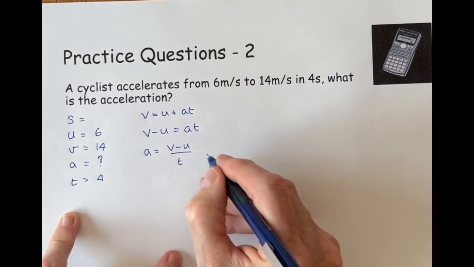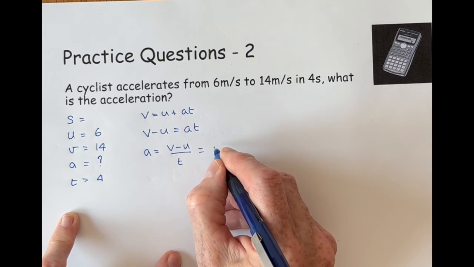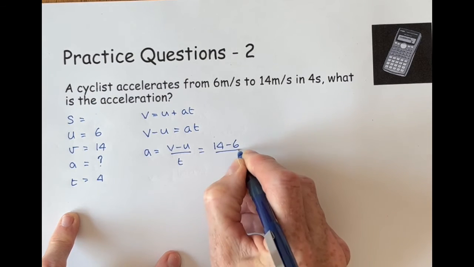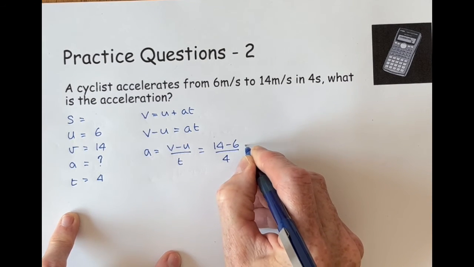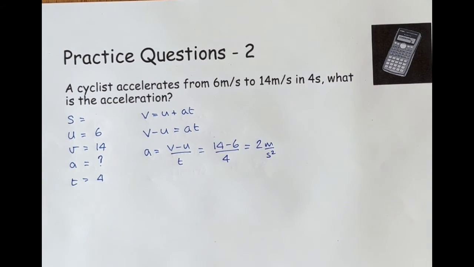So put the numbers in, and in this case we're going to be putting in 14 minus 6 divided by 4, and that comes out at 2 meters per second squared. Now if you're a bit nervous about doing all that, sometimes it's easier to do it another way. As I said before, it's better to become comfortable rearranging equations. That will help you a great deal when you do the calculus unit next year. But let's just go through it another way.